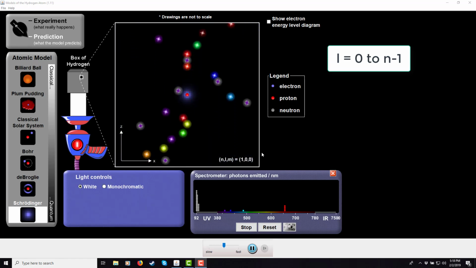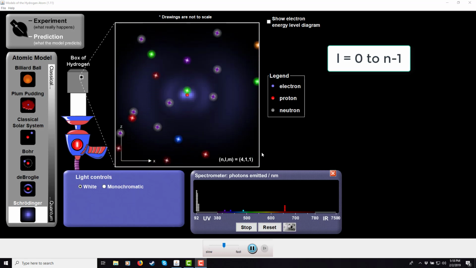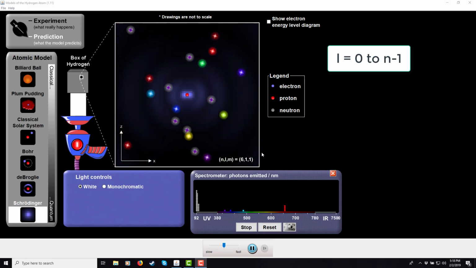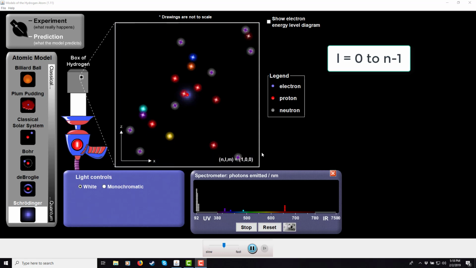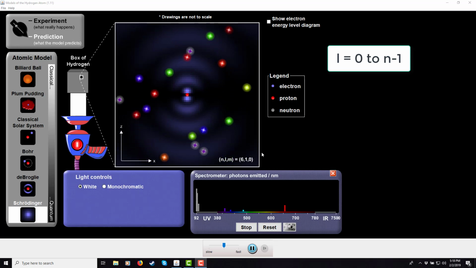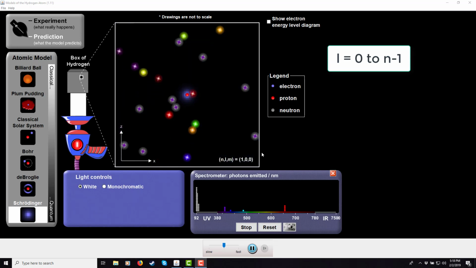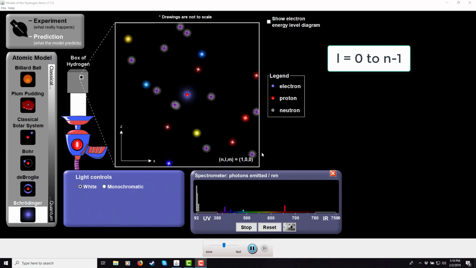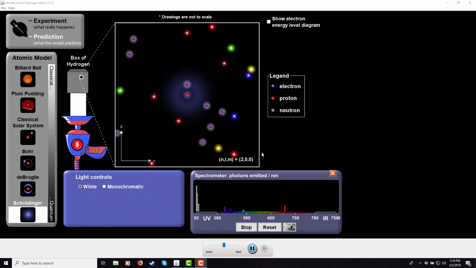So if n is 2, it is going to be either 0 or 1. And I just said it was 0 to n. It's actually n minus 1. So my bad. So it's going to go from 0 to 1 less than whatever your n is. So if my n is 2, I can either have an angular momentum number of 0 or 1.